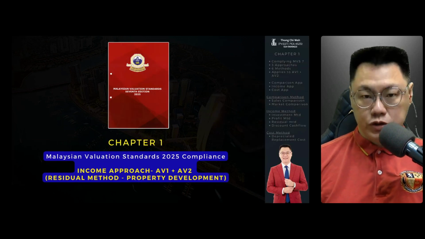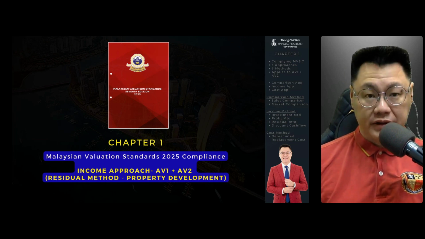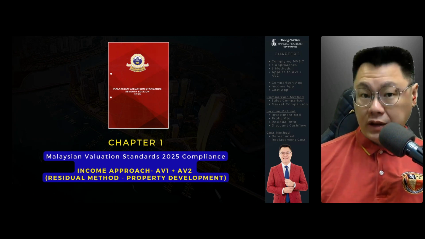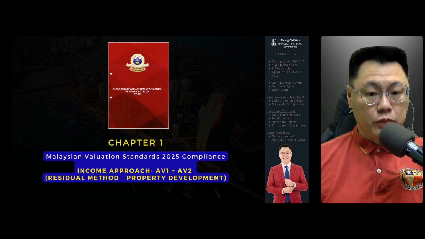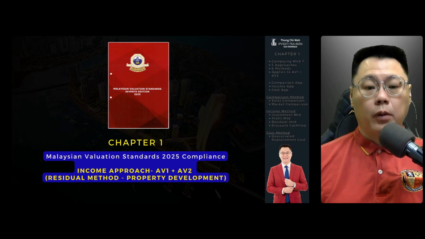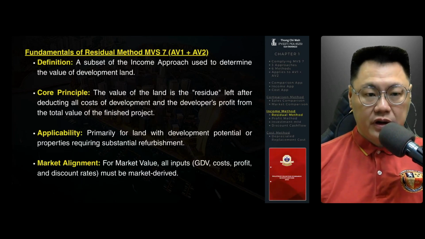Again, you need to know your Malaysian Valuation Standard 2025 compliance, that is MVS 7, regarding the Income Approach, AV1 and AV2. The Residual Method is more specifically for development land and for property developers. So let's go into it.